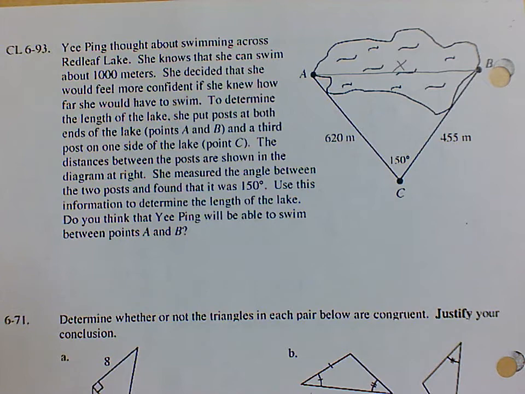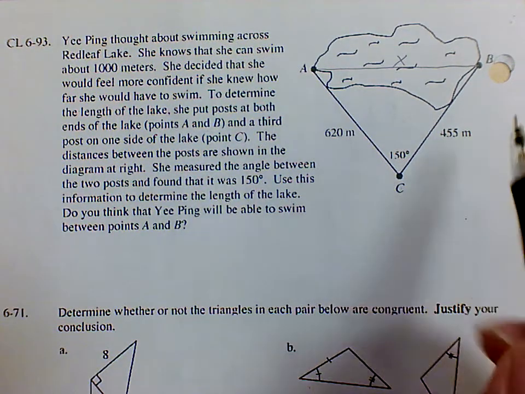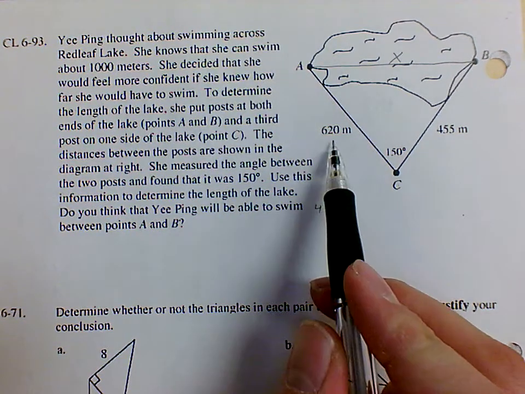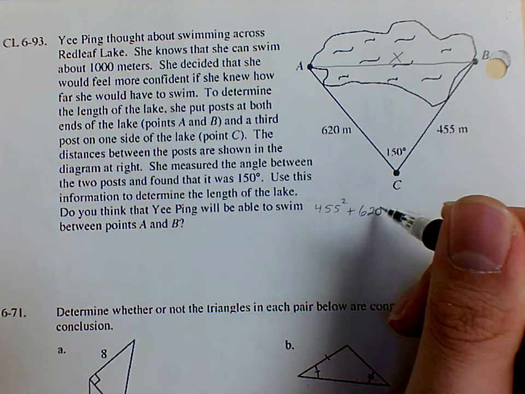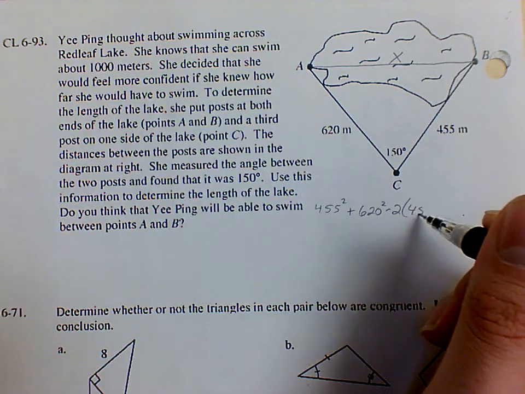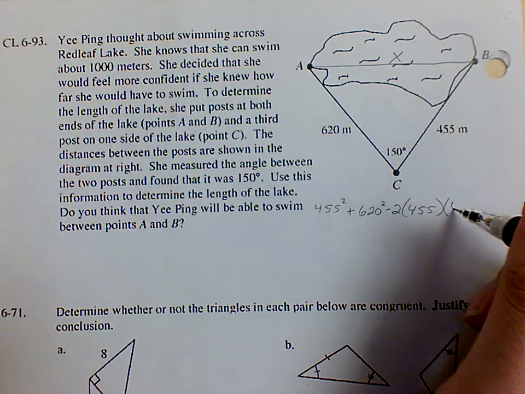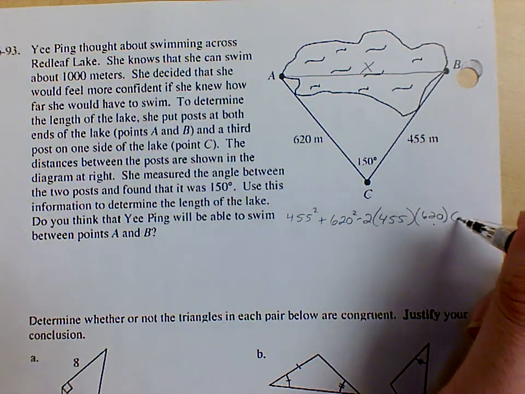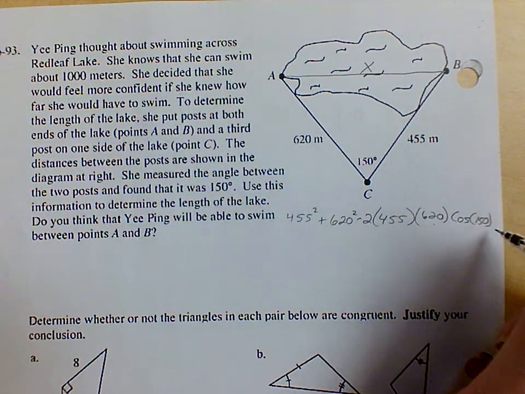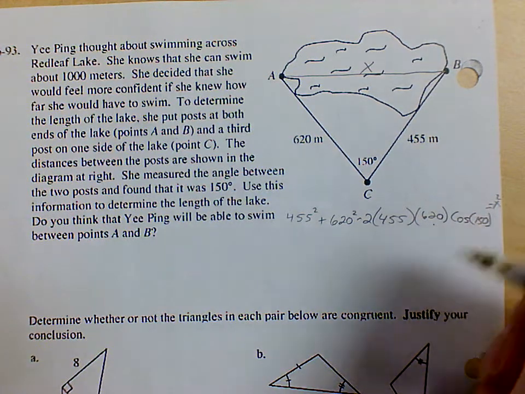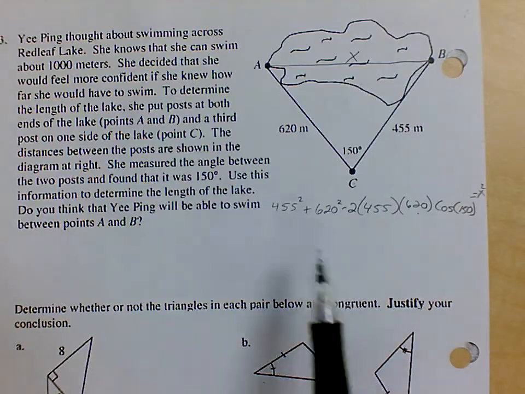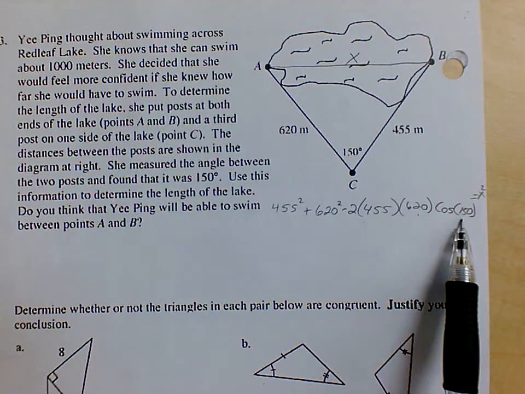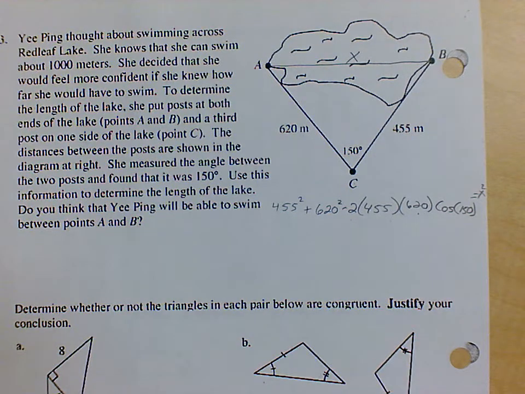So the first thing we're going to have is little a squared, which is 455, plus the 620 squared, minus 2 times a times b times the cosine of angle C. And that's going to equal x squared. So I've got 455 squared plus 620 squared minus 2 times 455 times 620 times the cosine of 150. That's going to equal x squared.